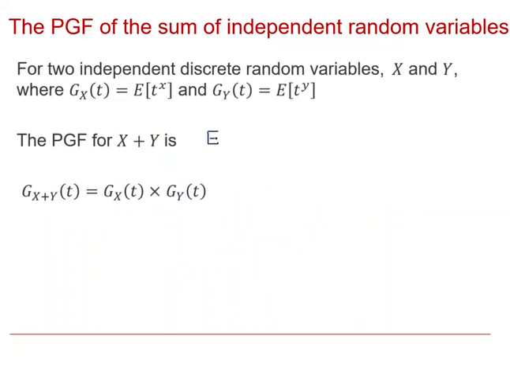And of course, if we know the probability generating function for x plus y is E(t to the x) multiplied by E(t to the y), the product of the two expected values, it's quite clear to see that the generating function for the sum of those two independent random variables is simply the product of the two individual generating functions.